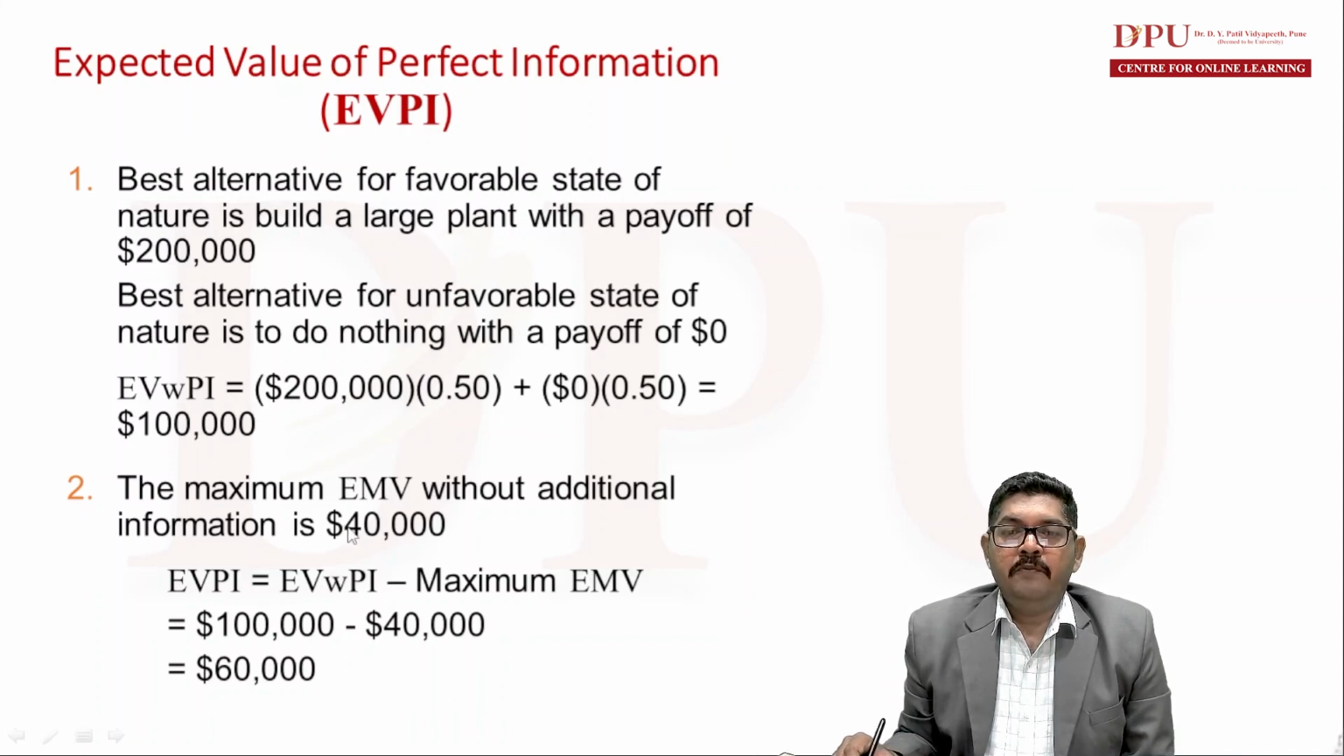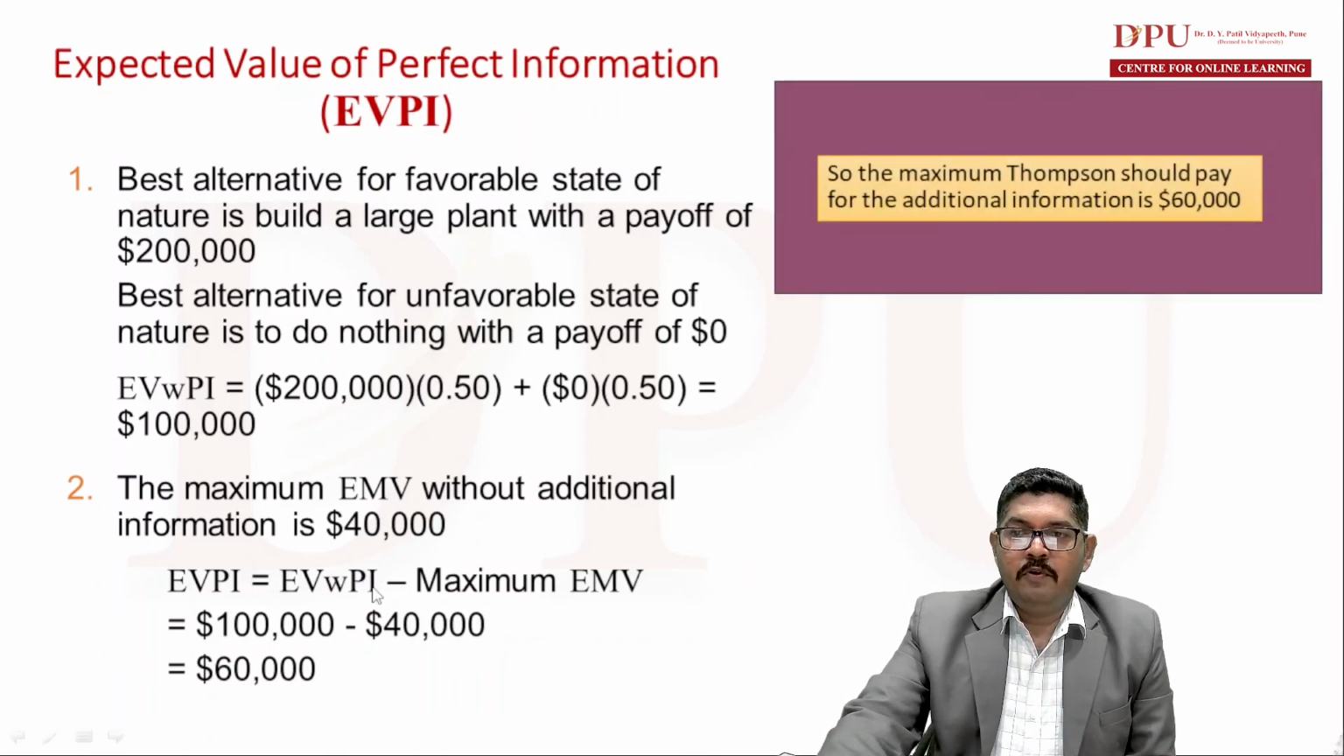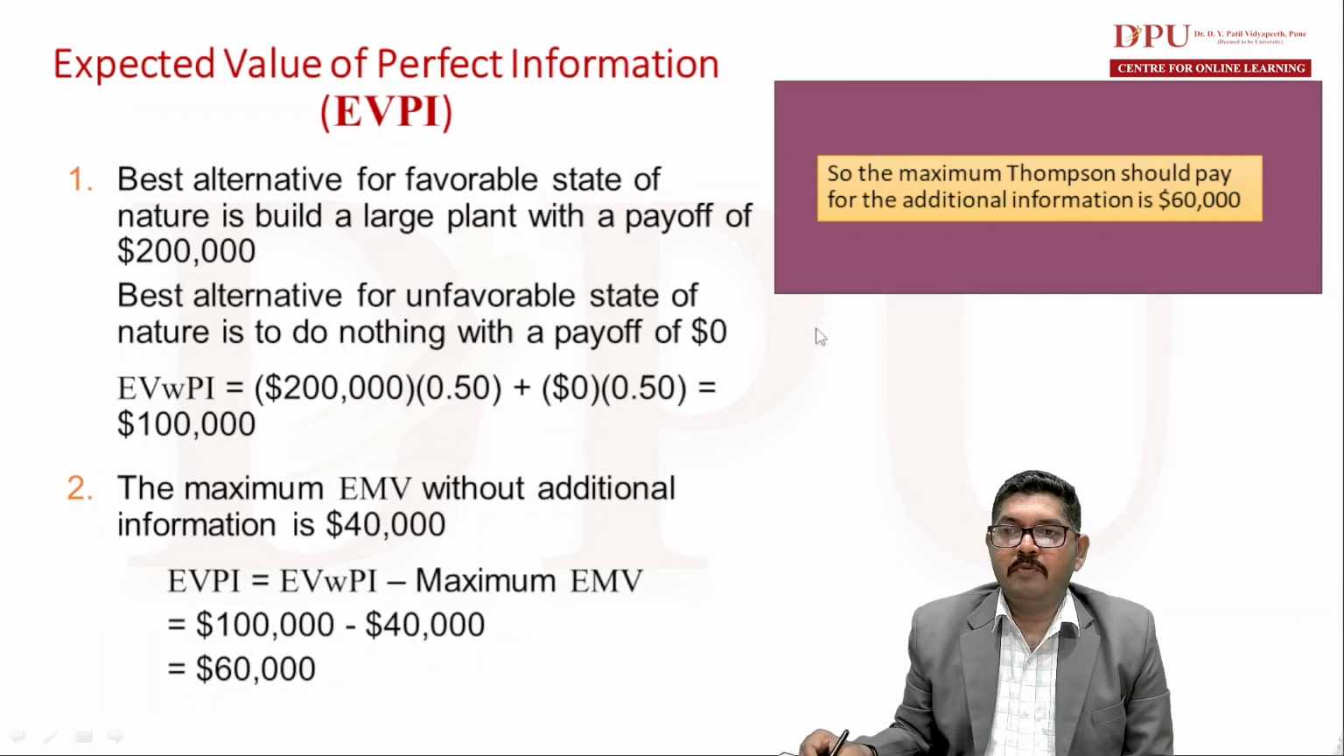The maximum EMV without additional information, which we have calculated in the previous case, is 40,000. Then EVPI, the expected value of perfect information, is equal to EVwPI minus maximum EMV. So 1 lakh minus 40,000 is equal to 60,000. So the maximum Thompson should pay for additional information is 60,000, and if someone quotes that the information will be provided at $65,000, then you should not purchase that information.